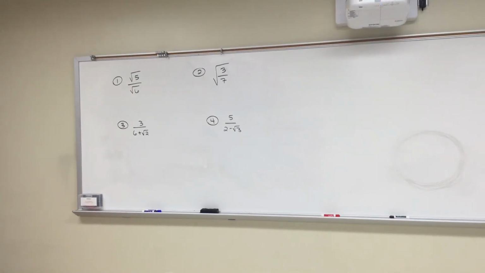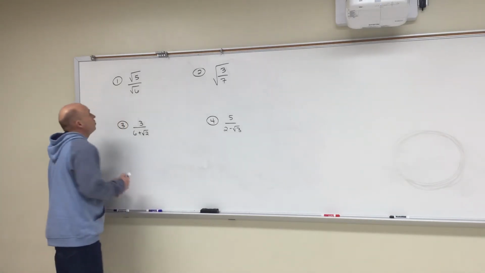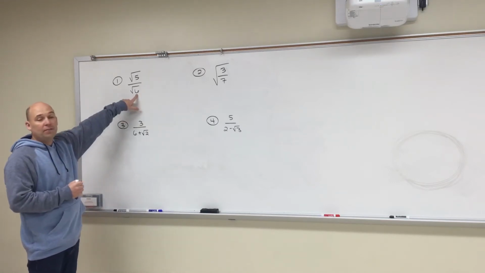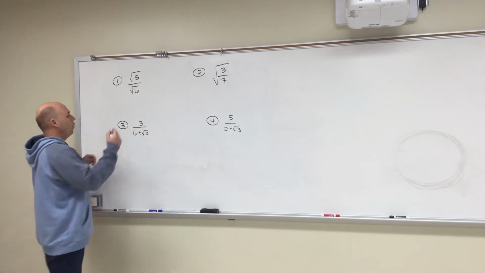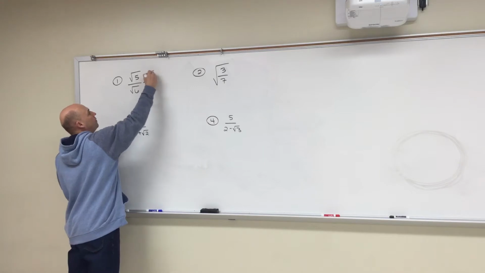Okay, so now we're going to look at rule number 2. So I have radical 5 over radical 6 for number 1. To solve this problem, our biggest concern right now is we have a radical in the denominator, and we can't have a radical in the denominator. So how do we get rid of that? Well, what we do is we want to make this radical become a whole number in the denominator.